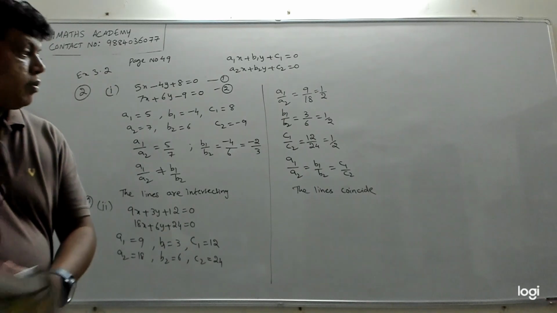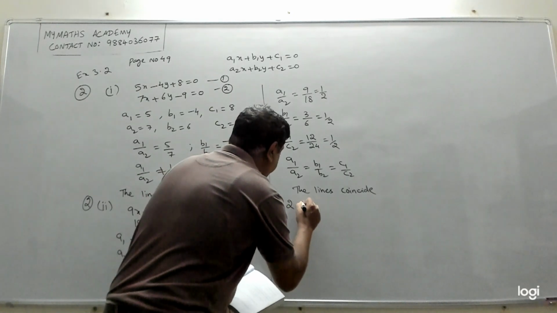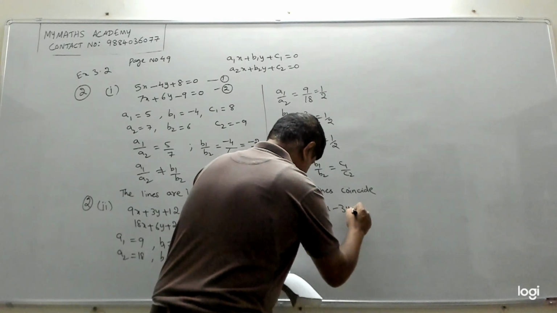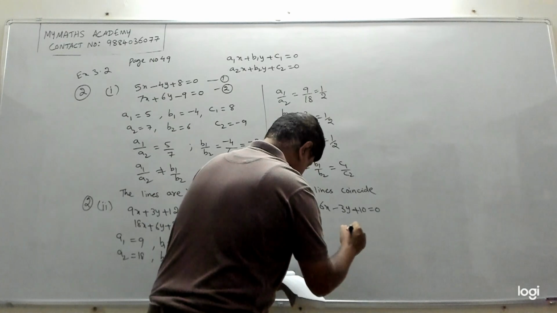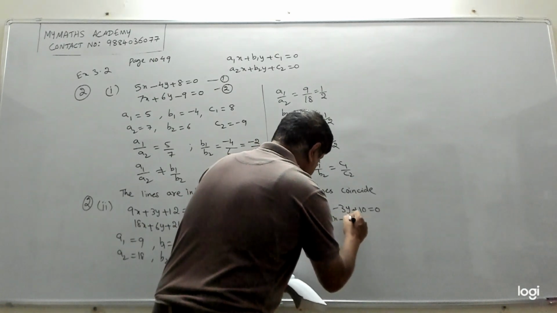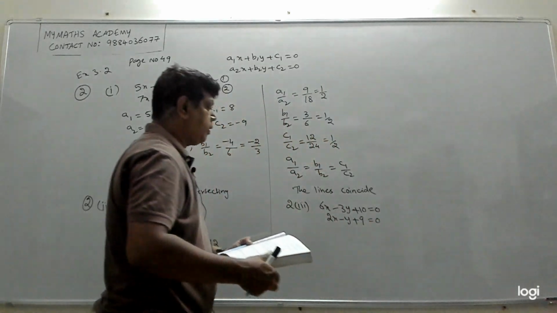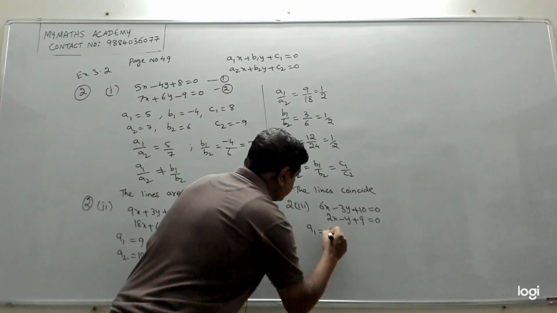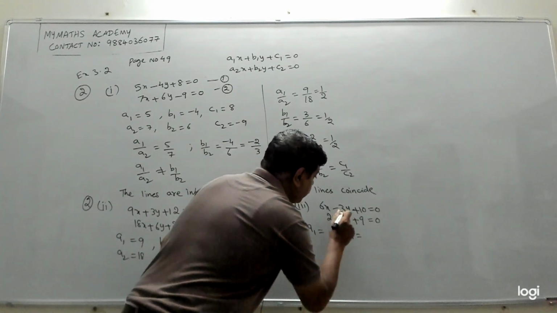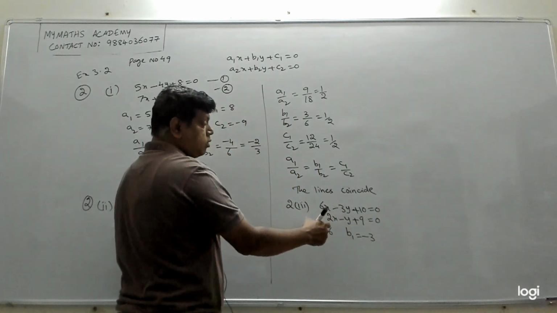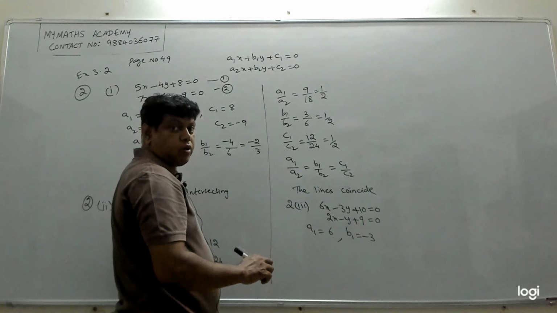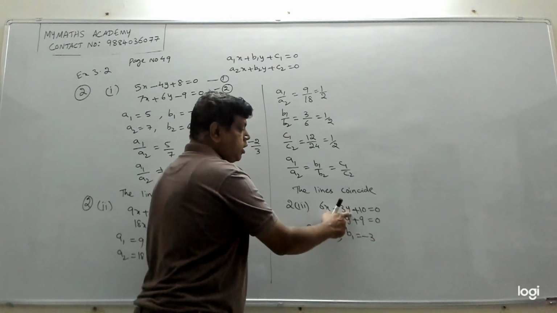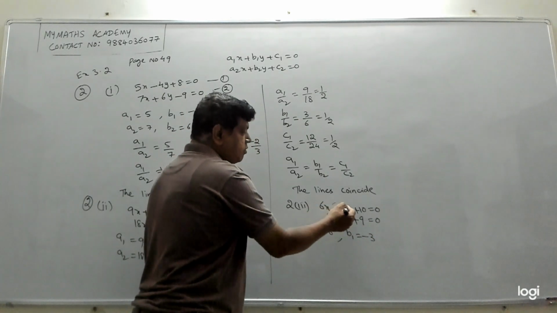The third problem, in the same third subproblem. What is it? 6x minus 3y plus 10 equal to 0, and 2x minus y plus 9 equal to 0. Right? Again, similar to the other one. So what is A1? A1 is 6. B1 is minus 3. You have to always take it with the sign. Don't just write it as 3. You have to always take the sign of the number, and you don't put 3y. Y should not come. Only the coefficient of x and the coefficient of y you should take.